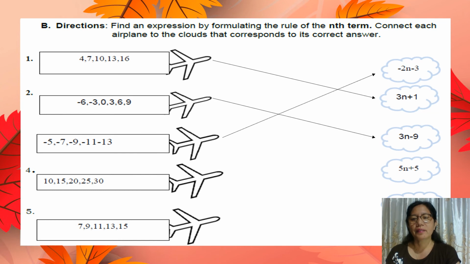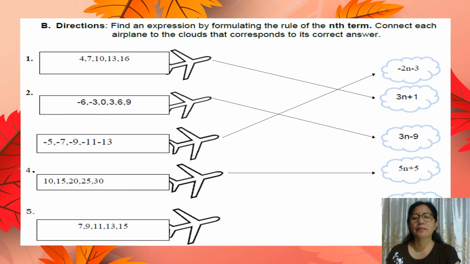For number 3, we have negative 2n minus 3. If n is equal to 1, so negative 2 times 1, that is negative 2. So negative 2 minus 3, so that is negative 5. If n is equal to 2, negative 2 times 2, that is negative 4. So negative 4 minus 3, so that is negative 7.